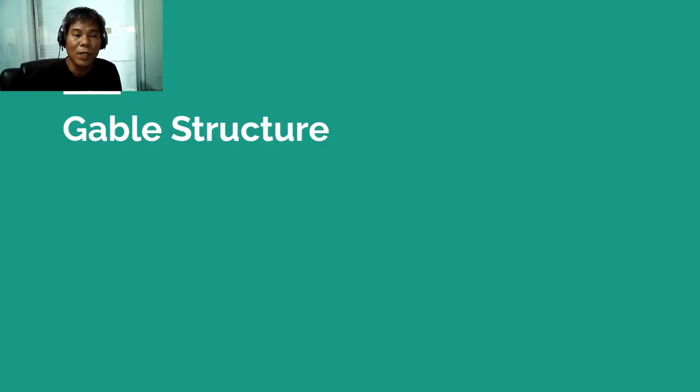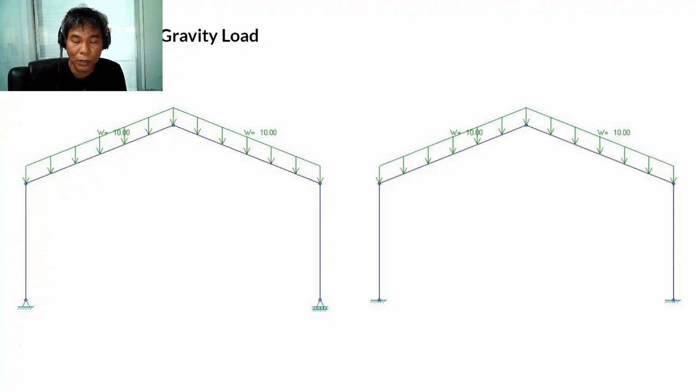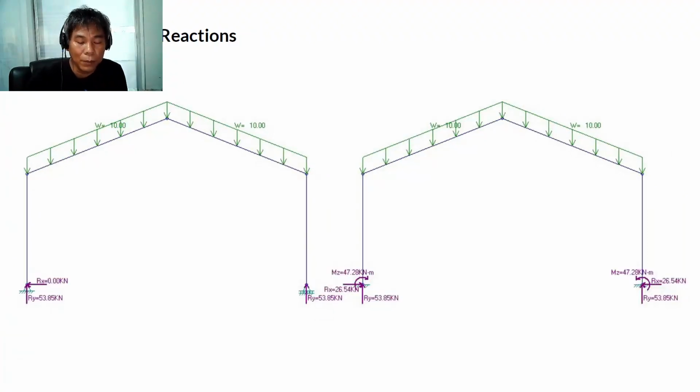So aside from that, we have the gable structure. This is quite common sa mga warehouse. So this is a gable frame, gravity load. Ang kalainan niya, hands and roller support ang primero, ang kadua, puro fixed support. So you have the reactions. So here, vertical reaction niya parihara, except sa fixed support na siya bending and at the same time na siya horizontal force.